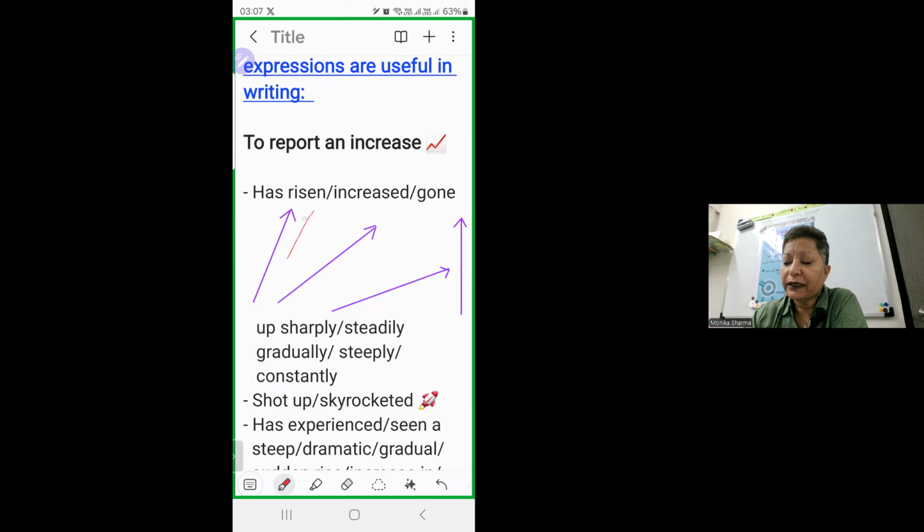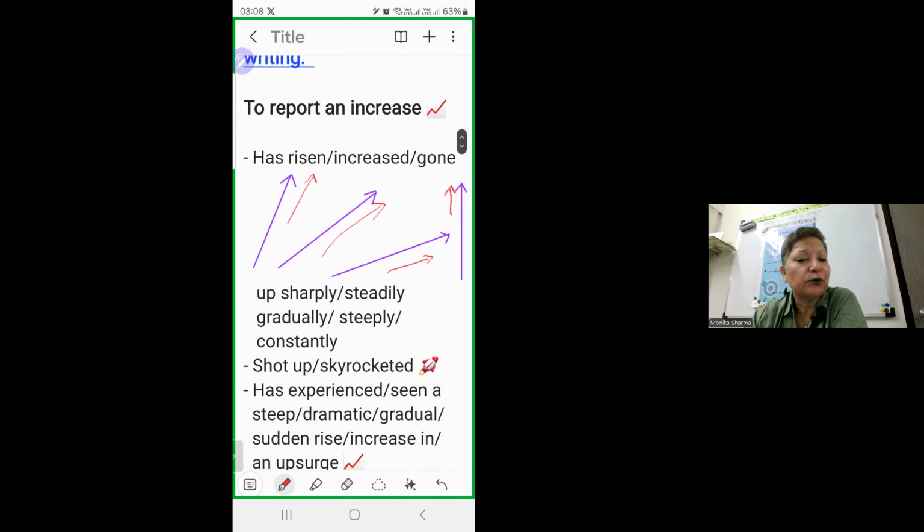This is a kind of increase which is quite steep, quite vertical. This is a gradual increase. This one here is a steady increase. This is a skyrocketing increase. So you can use different kinds of terms to show the kind of increase. So just look at the terms which have been used.